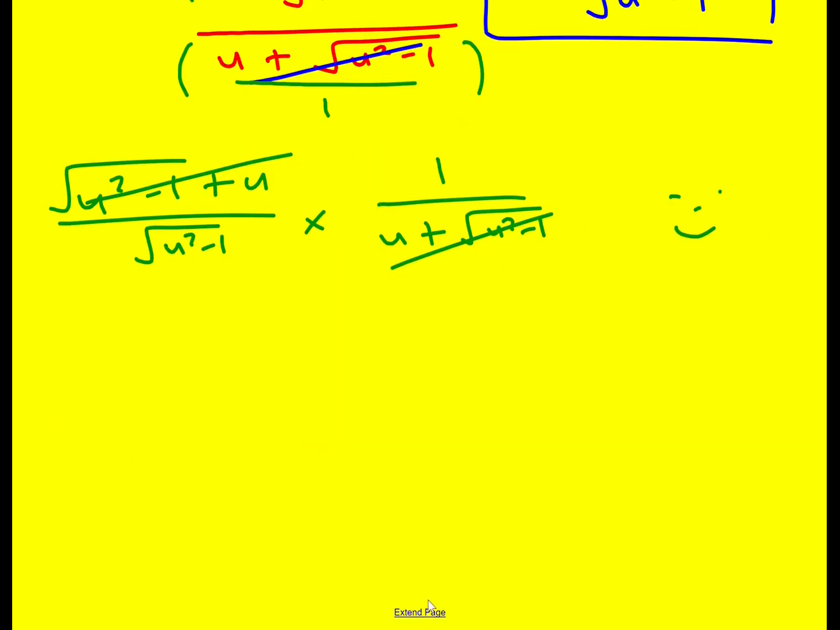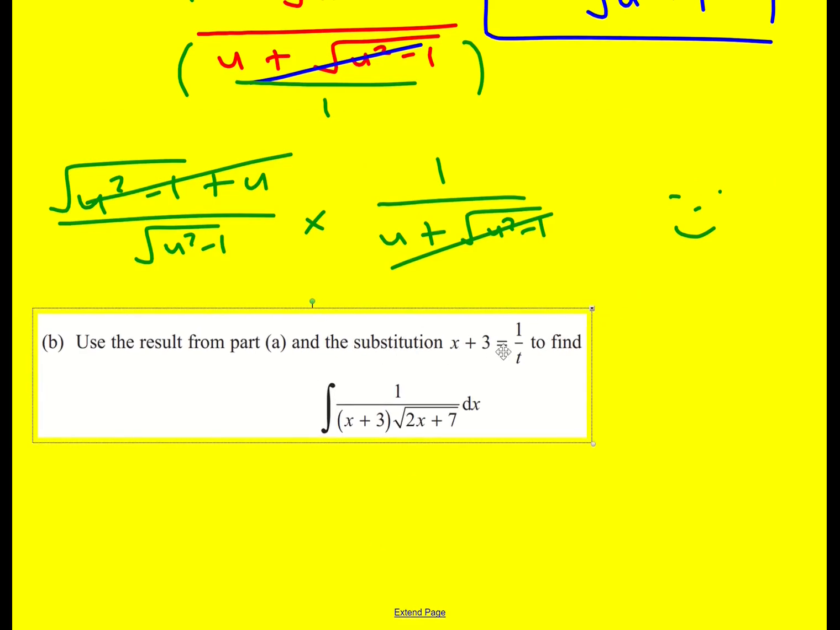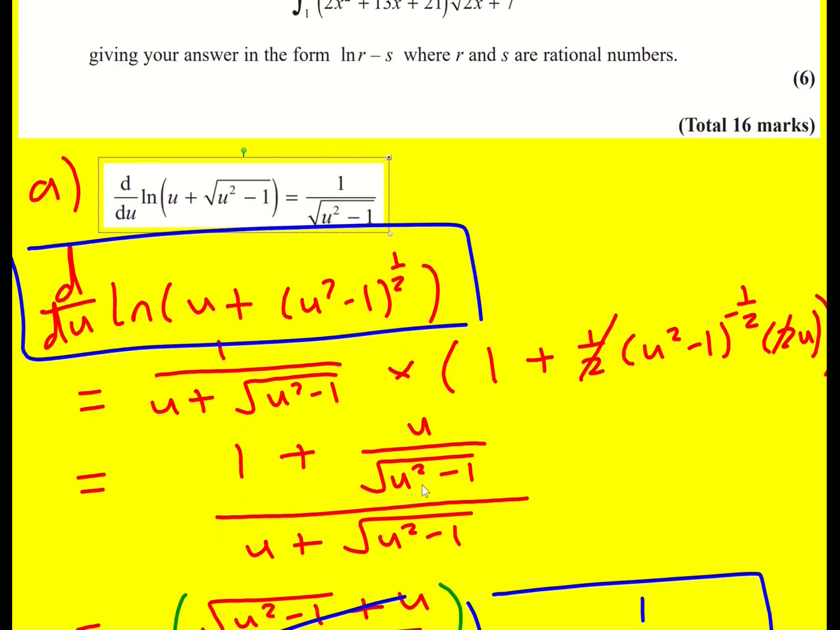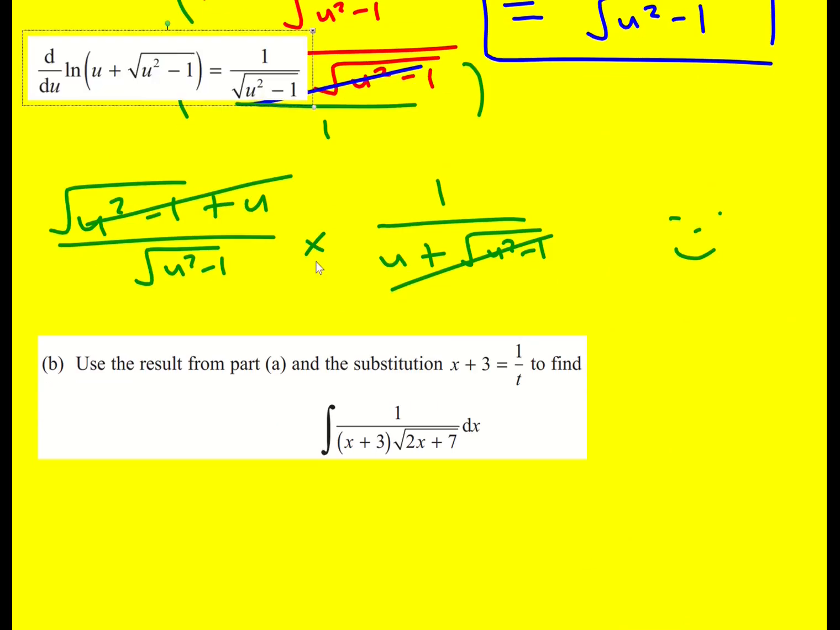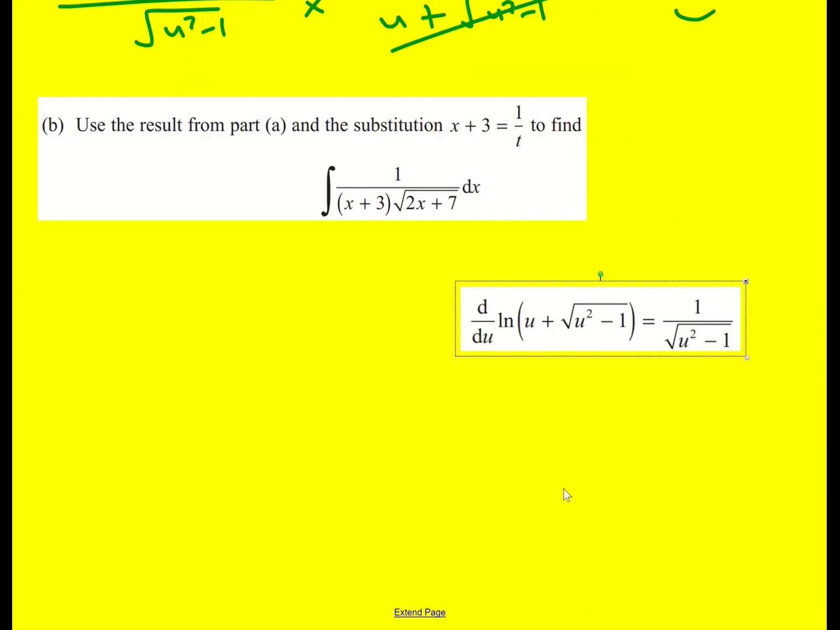So we're asked to prove that result. We've proved it, and now we can use it and the substitution x plus 3 equals 1 over t to find this integral. So I'm just going to bring it down. It's worth just bearing it in mind because that's kind of where we're headed. What we're going to do is integrate something that looks a bit like this to get ln of something, I think.